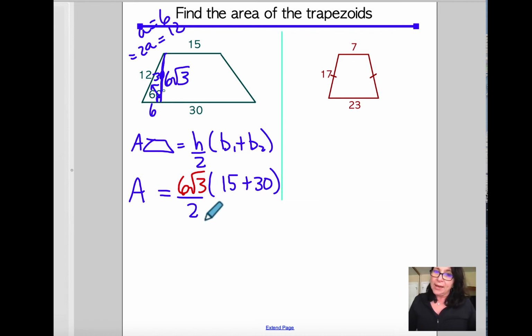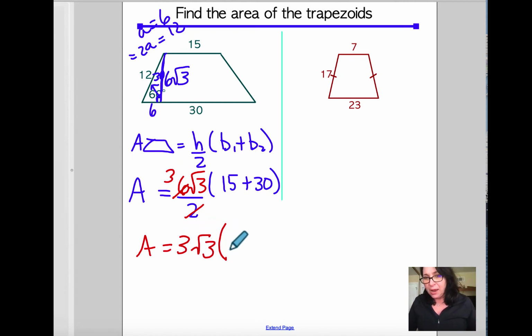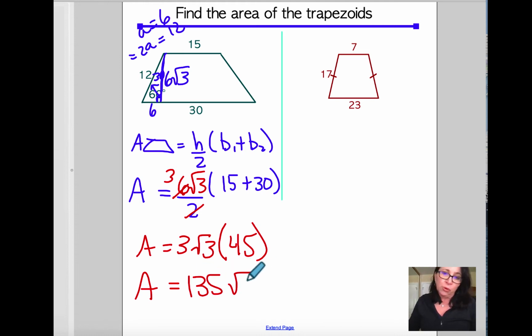So then what I can do is, remember, numbers get canceled with numbers. So this 2 can cancel with that 6, not with the root 3, but with the 6, and that would leave me 3. So that would give me 3 root 3 times 45. And so my area is going to be 45 times 3, right? So that's, I believe, 135. And that value, 135, is going to be times root 3.